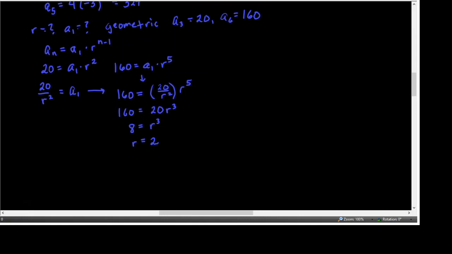And so we can then take that information back into the equation where we solved for a sub 1 and substitute for r with 2 and solve for a sub 1 now. So a sub 1 ends up being 20 divided by 4, which is 5. So if we look at the original question, we were supposed to find r, which we have done. We were supposed to find a sub 1, which we have done, and that completes that problem. All right.